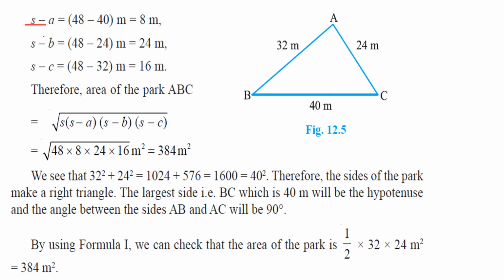Now use this formula. Find S minus A, S minus B, S minus C, and put them in here. S minus A, S minus B, S minus C are 8, 24 and 16 here, and S is already known, that is A plus B plus C by 2, which is actually 48. Now take the square root, you get 384. This is the area, right? So this triangle's area has to be computed by Heron's formula only, because you are not getting it as a right angle triangle. You can just check it out, right?